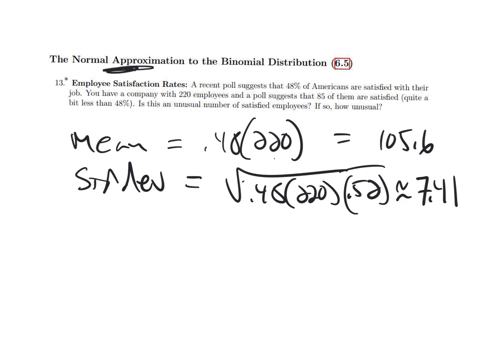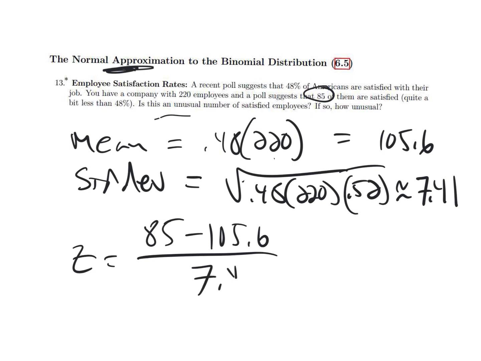So then it's asking us, is it unusual to find only 85 happy employees in this distribution? Well, we can certainly do just like what we did in chapter 5. We can find a z-score, 85 minus 105.6 divided by 7.41. We can calculate that number and see if it's more than 2. It almost looks like it's going to be. Or beyond -2.